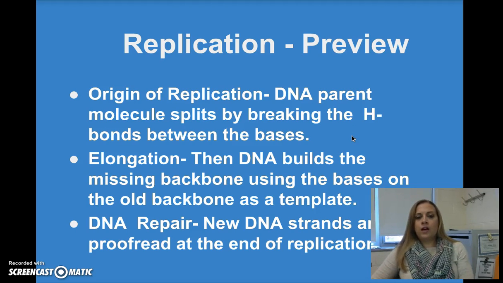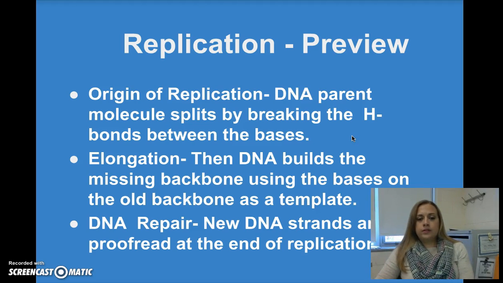And so now we kind of understand that it's semi-conservative, so that you're always going to maintain an old strand and then pair it up with the bases to make the new strand. And so there's three really basic steps that happen in DNA replication, and then we will get into the details later on. But first, the origin of replication. In order to replicate DNA, you need the DNA parent molecules to split apart and break those hydrogen bonds between the nitrogenous bases. So we are talking about the rungs of the ladder. You need all those rungs to split apart in order for DNA to replicate.